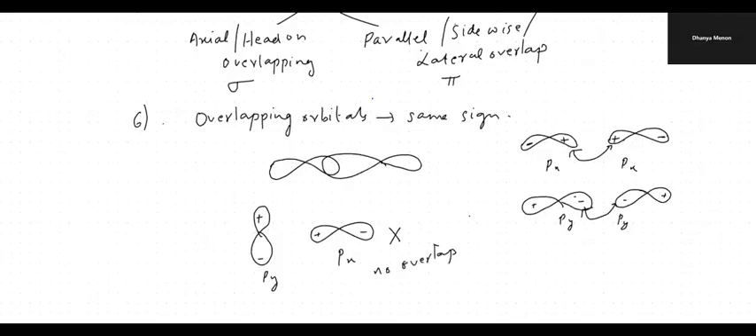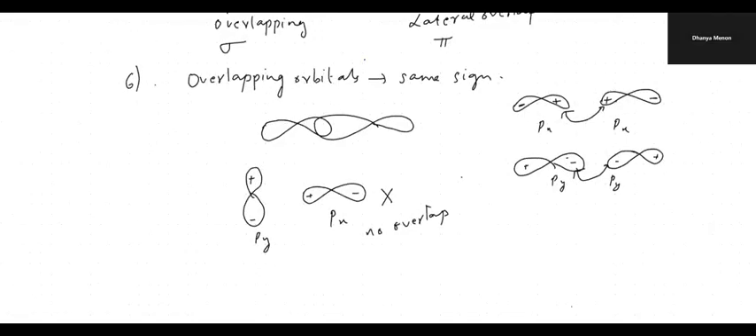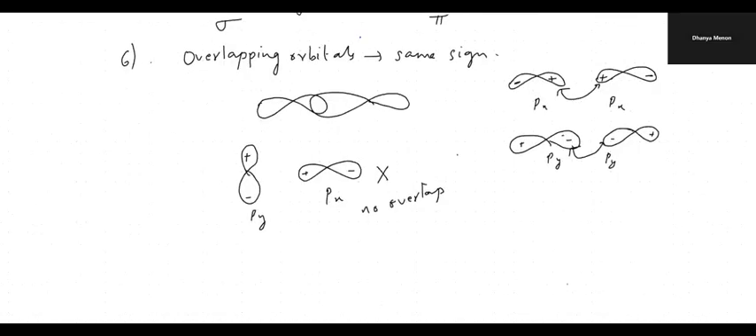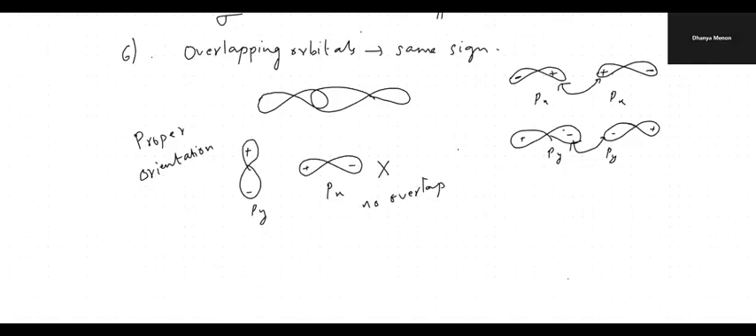So for orbitals to overlap, they must have the same sign. At the same time, the orientation must be proper. So these are the set of rules. Now let's talk about the two types of overlapping before we practice some molecules.